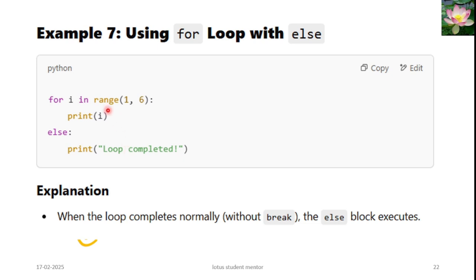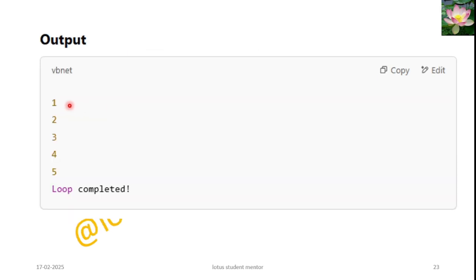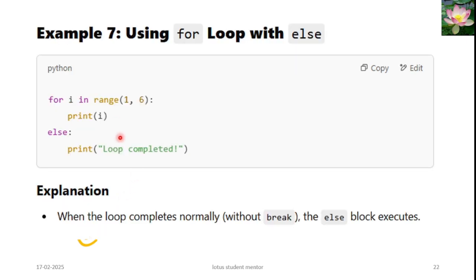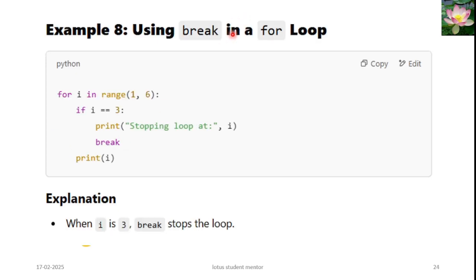Now here iteration takes place. Let us see what the output is: 1, 2, 3, 4, 5. The 6th one won't be printed, so else will be executed. What is that? Loop completed. Alright, loop completed. The next example, example 8, is using a break in a for loop.